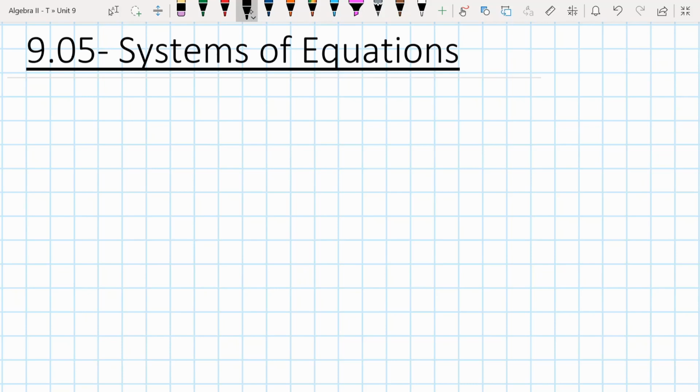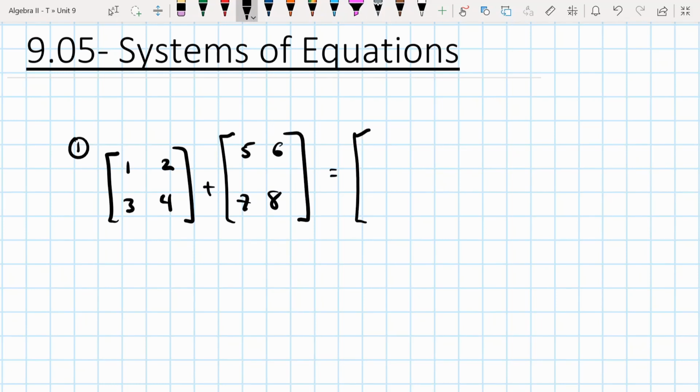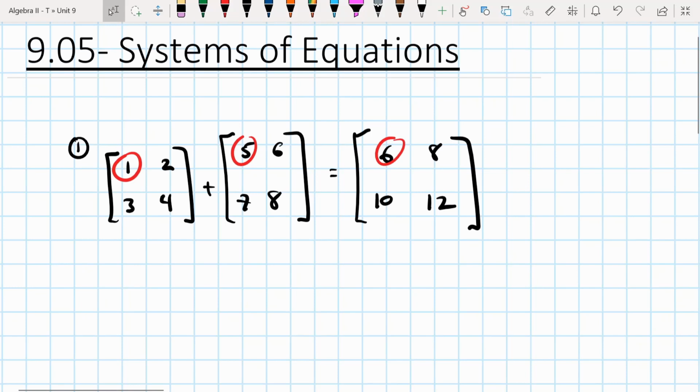Okay, so just kind of the basics. We're going to be working with matrices a lot in this video. Let's say I take the sum of two matrices. Well, the resulting matrix is going to be a 2 by 2 matrix. And we just take the location of each element, and that's where it ends up being in the resulting matrix.